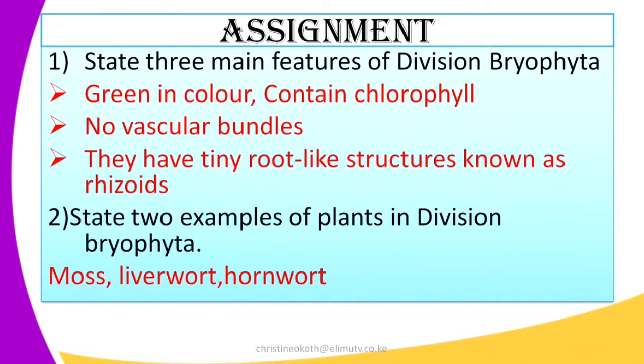rhizoids. Question number 2 was, state 2 examples of plants in division Bryophyta. So we have moss, the liverwort, and the hornwort.